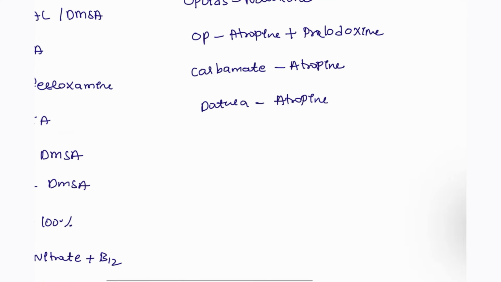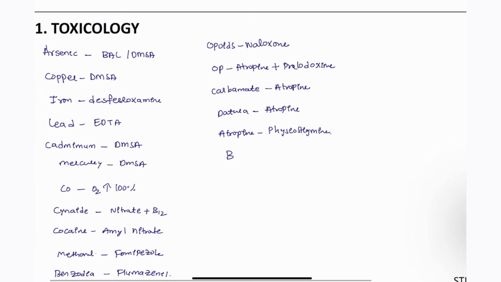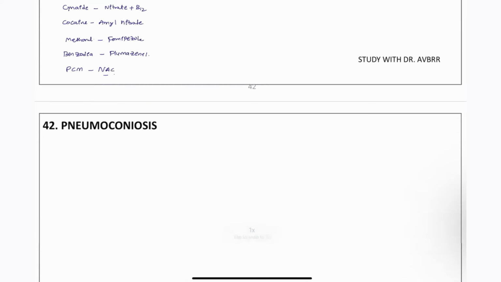What if it is atropine poisoning? For atropine poisoning, we are going to give physostigmine. Okay, physostigmine is given for this patient, right? These are the important points that you have to take note of. What are the antidotes? If it is beta blockers, you are going to give glucagon. Okay, these are the antidotes you have to remember, guys.